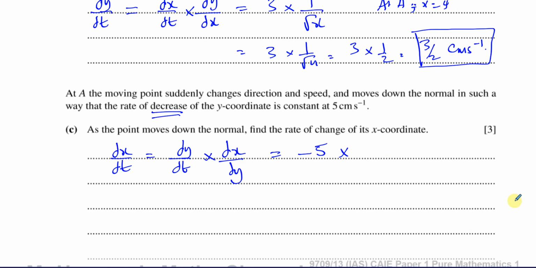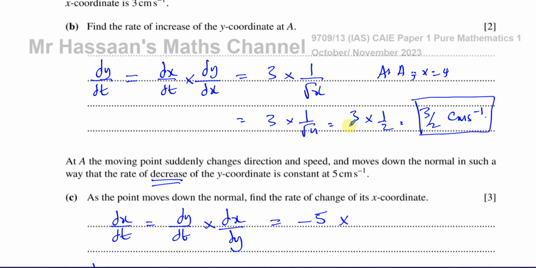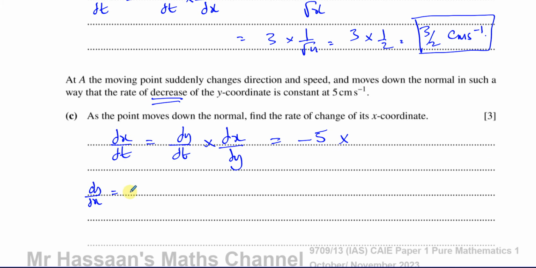So if it's going down the normal, then dy dx, instead of being a half as it was before, is now going to be minus 2. dy dx is minus 2. As it's moving down the normal, the gradient that it's moving along is minus 2. So this is for the normal. dy dx for the normal, not for the tangent. So it's the normal, which has gradient -2.